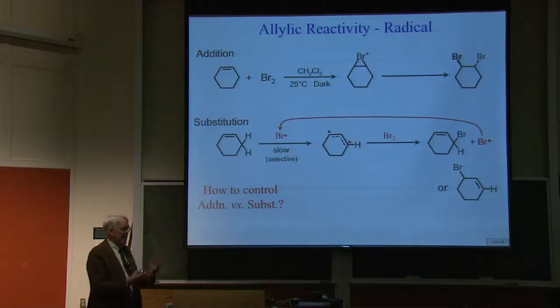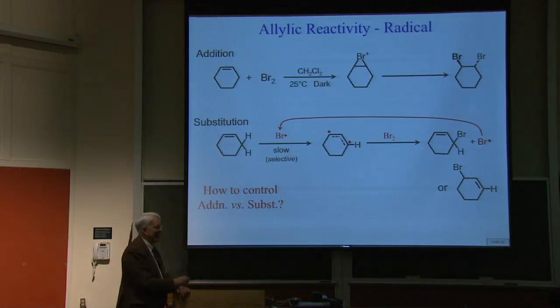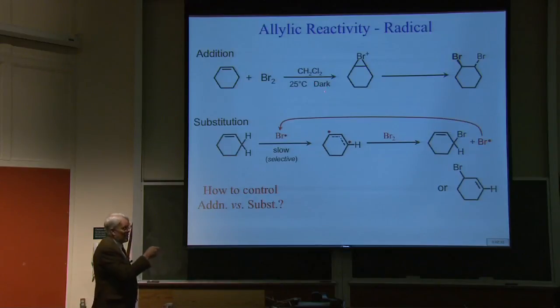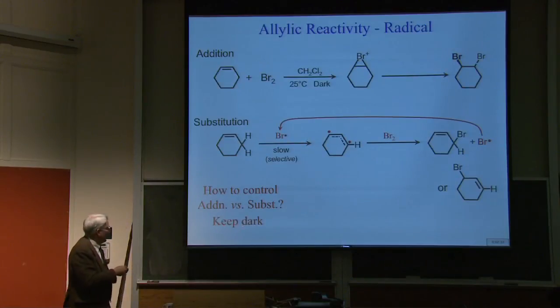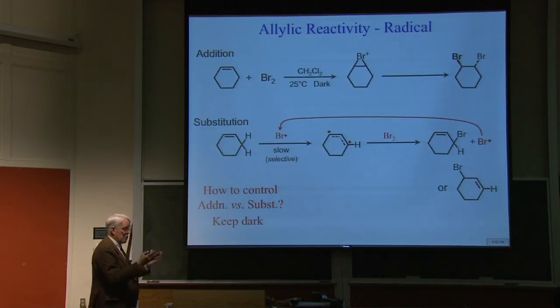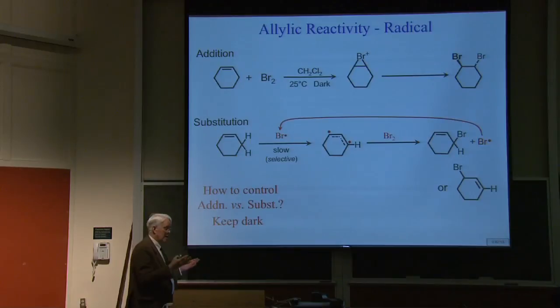Is there a way, any handle you have on it, Matt? You can use photo initiation to get the radical. Notice this one's done in the dark, right? If we can't get the radical, we won't do this one, okay? So one idea is to keep it in the dark. Don't use the initiator, okay? Now, that'll allow us to do this dark one. How do we get this one to happen? Well, you might say we use light or use an initiator, right?